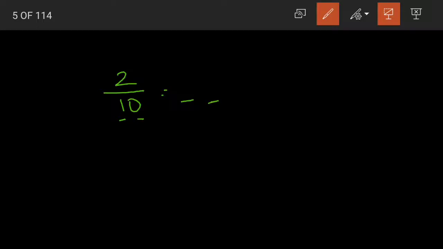So even the numerator should have at least 2 digits. The numerator here is 2. It has only 1 digit. So to make it a 2-digit number, we'll place 0 before it. So now we have our 2-digit number, 02.